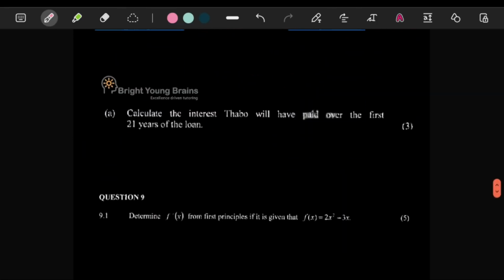The next one says for 3 marks, right? Calculate the interest Tabo will have paid over the first 21 years on the loan. So the interest that he would have paid, remember, the interest on a loan, there is a formula to it. Let me say that again. The interest on a loan, there is a formula to it.